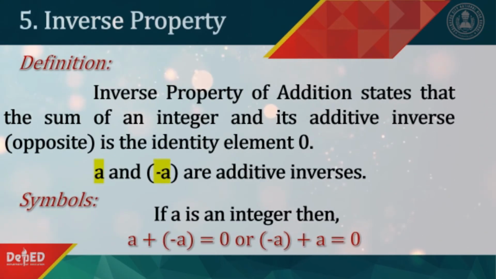And now we go to inverse property. Inverse property of addition states that the sum of an integer and its additive inverse or opposite is the identity element 0. A and negative a are additive inverses. In symbol, if a is an integer, then a plus negative a is equal to 0, or negative a plus a is equal to 0.